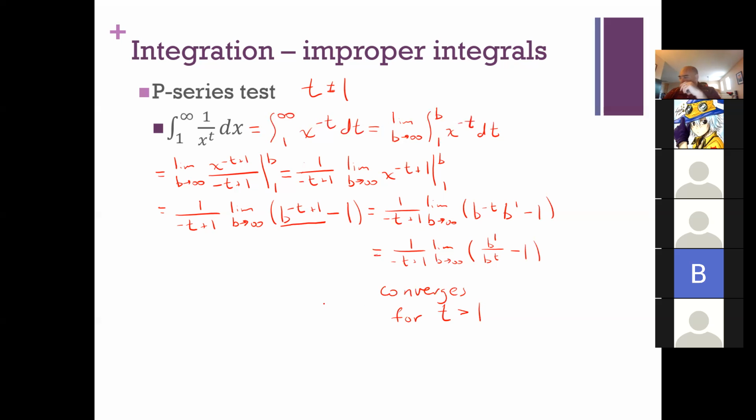So like I said, Mark gave you a justification for why the p-series test tells you what it does. This is another way to look at it. Any questions before we do some more with this? All right, let's go ahead and move on.